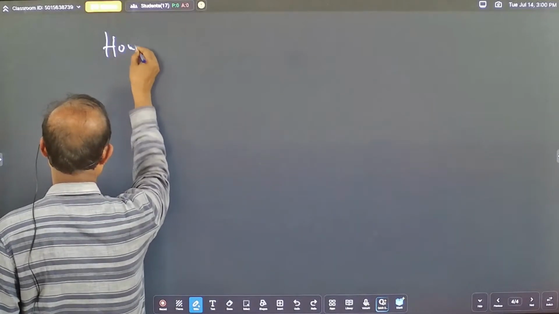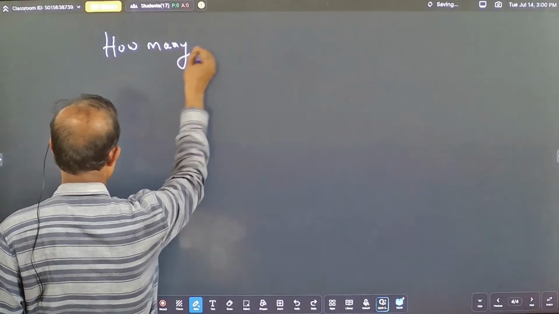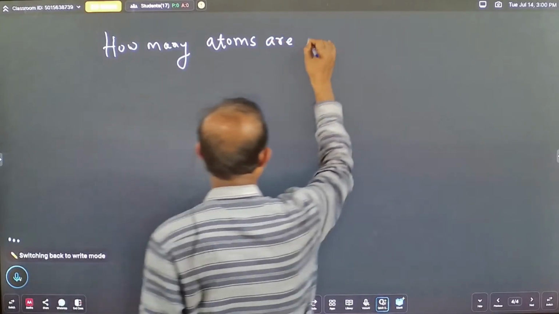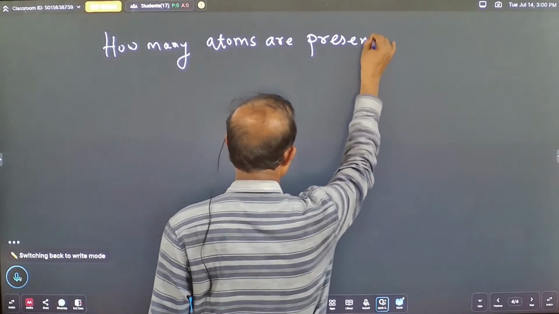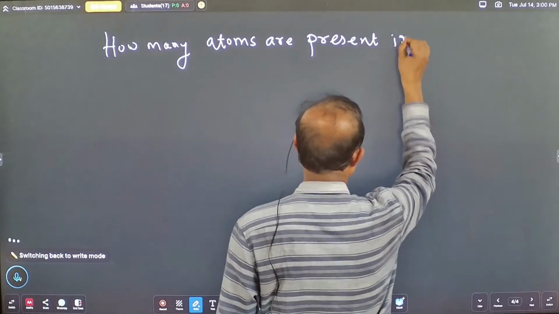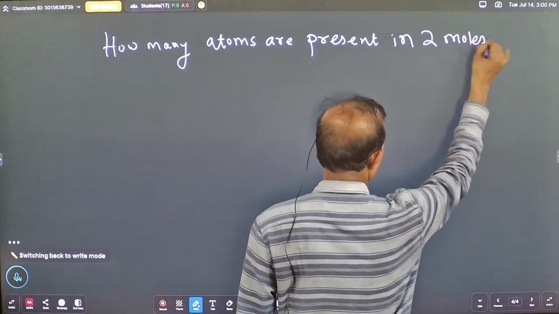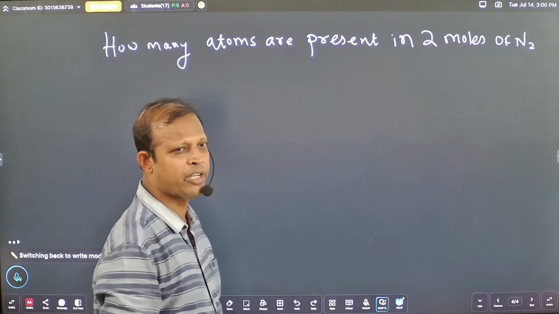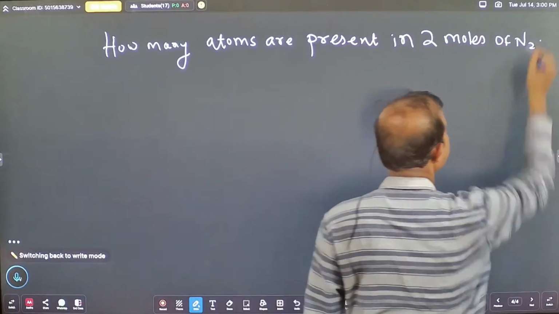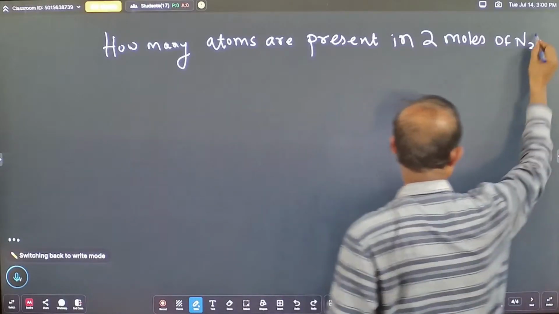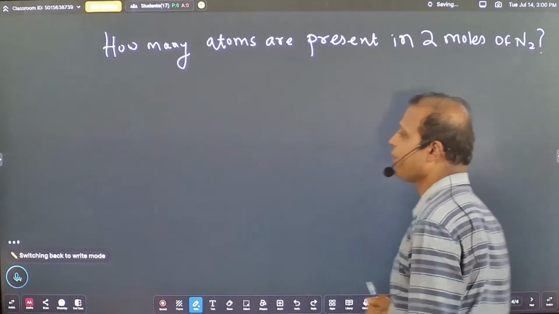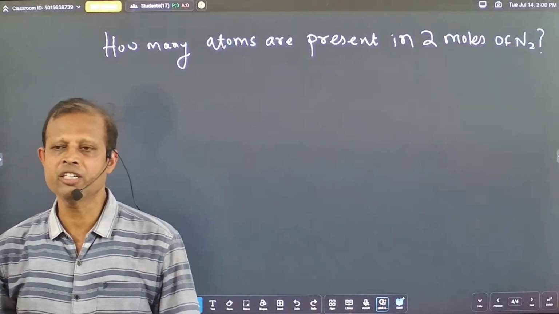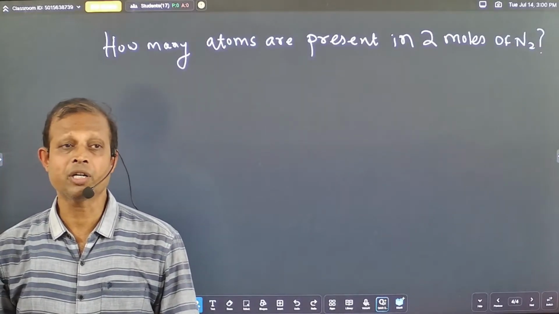How many atoms are present in 2 moles of N2? 2 moles of N2, not N. Please, how many atoms are present in 2 moles of N2, not N?